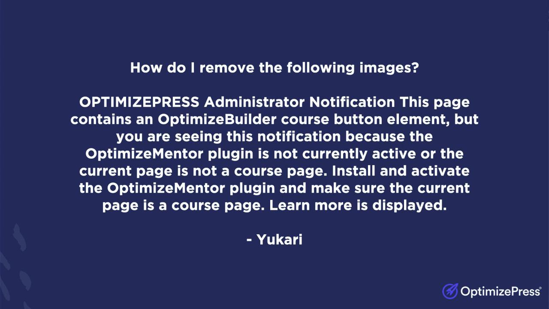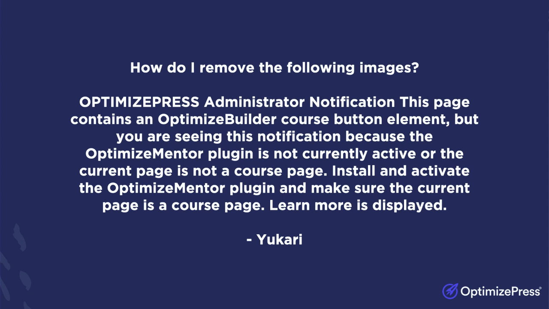It's a notification, Kev, that you get if you're using a page which has a feature that's not available, or if you don't have Optimize Mentor installed and you try to use a course page. So this applies to anyone. If you pick one of our templates and you see a message like this that says administrator notification, this page contains an OptimizePress course button element, but you're seeing this notification because the Optimize Mentor plugin is not currently active, or the current page is not a course page.